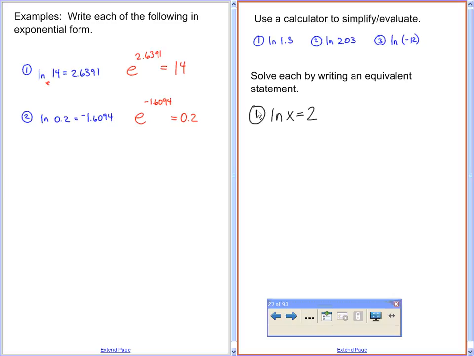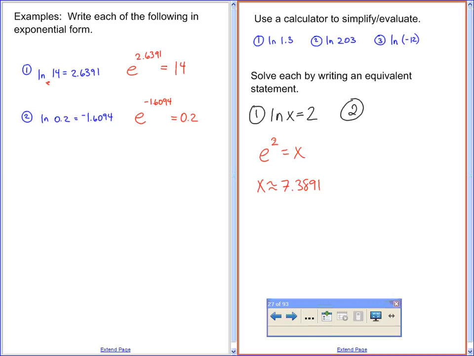So the natural log of x is equal to 2. Well, I can rewrite that as e raised to the second power is equal to x. And then in that case, I need to plug e squared into my calculator, and that's going to give me that x is approximately... all right.